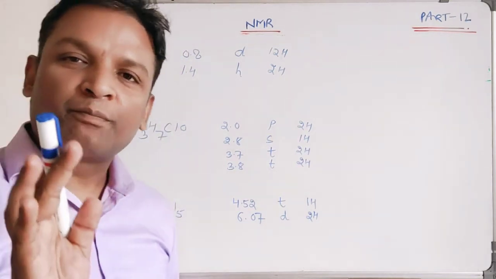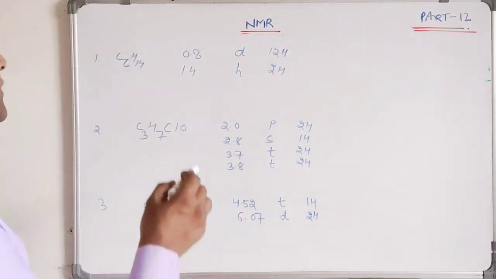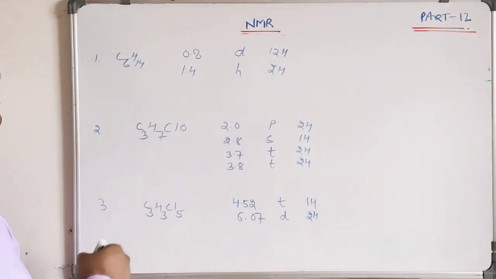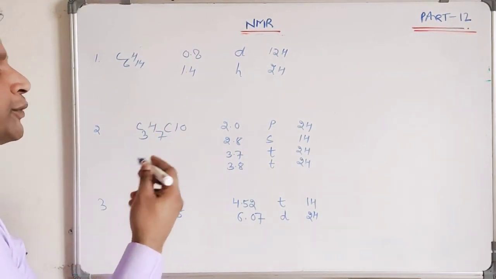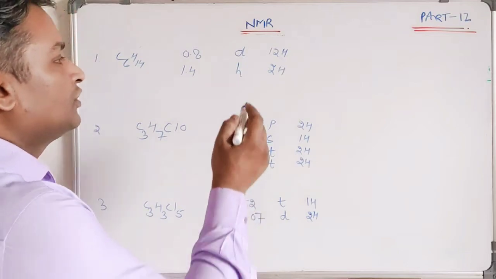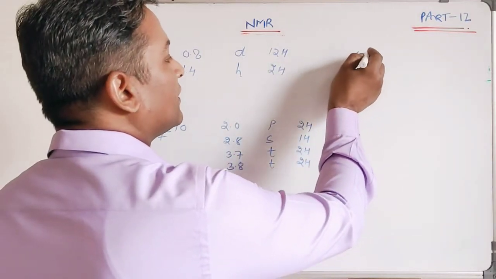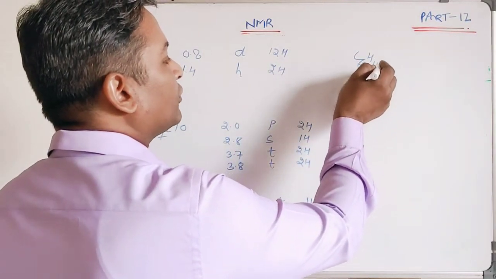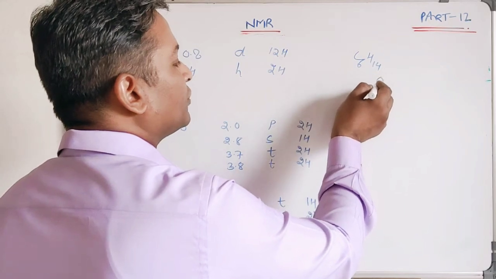We are taking the simplest example first of all: C6H14. First of all, we determine the degree of unsaturation. Since C6H14 is already saturated with 14 hydrogens, the degree of unsaturation is equal to 0 in this case.